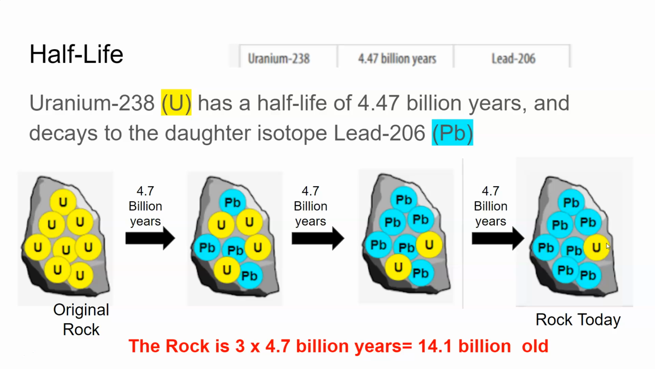So now when we look at the age of this rock, we would say, oh, okay, in order to go from all uranium to 7 lead atoms and 1 uranium, 4.7 billion years passed, and then another 4.7 billion years, and then another 4.7 billion years. That means that the total time is going to be 4.7 plus 4.7 plus 4.7 billion years, or 3 times 4.7 billion years, which gives you 14.1 billion years. So that means that this rock is 14.1 billion years old. And that's how scientists use half-life to determine the age.